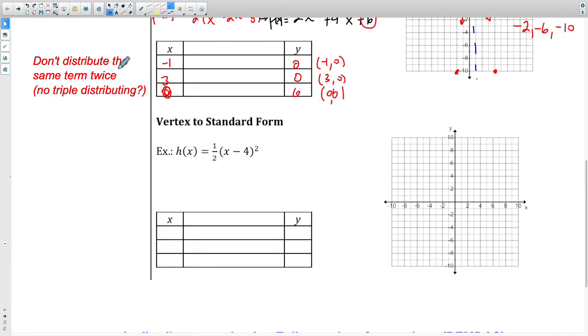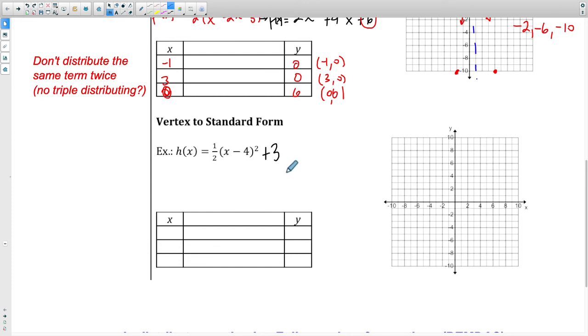And so that's this note here. Don't distribute the same term twice. Okay, vertex to standard form is really going to be almost the exact same thing. One thing that is missing here, and maybe I'll add it to make another level of complexity which we would want in an example: let's say this has a +3 on the end, okay? Because that's going to be a better example for us.